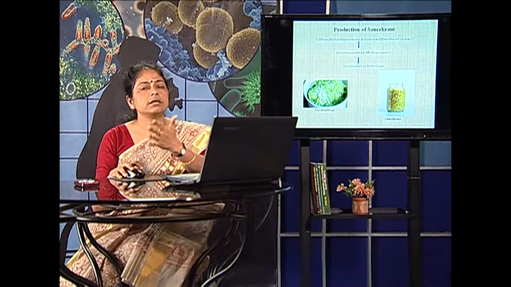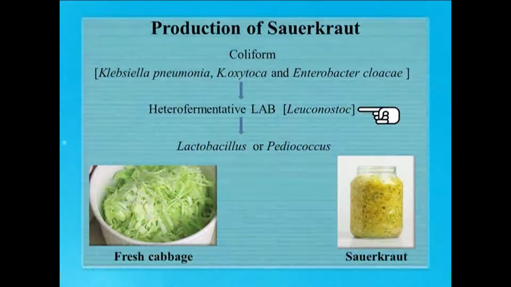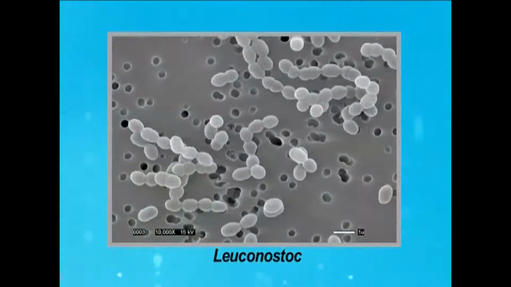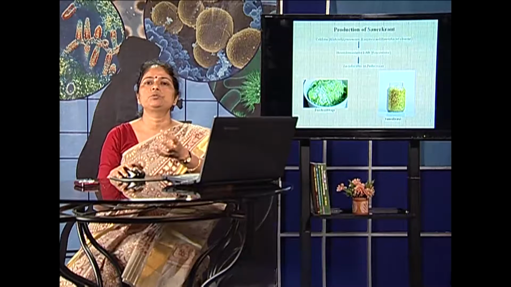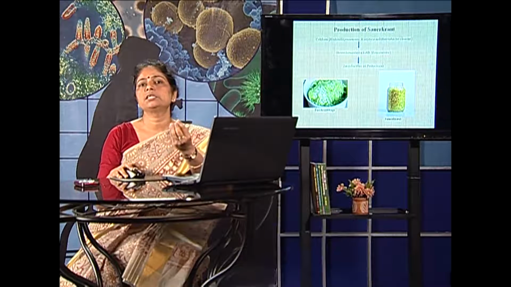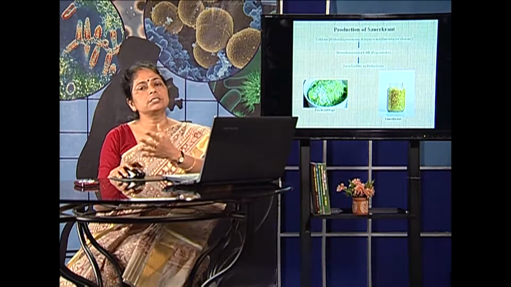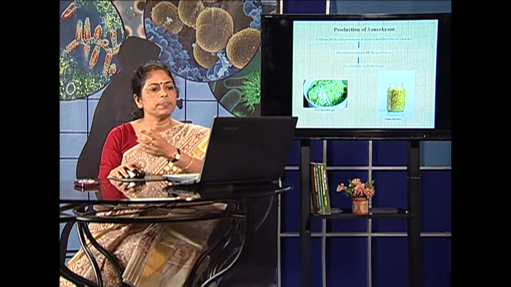Now the environment is being taken up by a heterofermentative lactic acid bacteria, and that is Leuconostoc. The Leuconostoc population gradually increases, and now they start up the fermentation process, and they also produce a huge amount of gas and acidic products, which cannot be tolerated by the Leuconostoc species. As a result, they also start diminishing in their number.